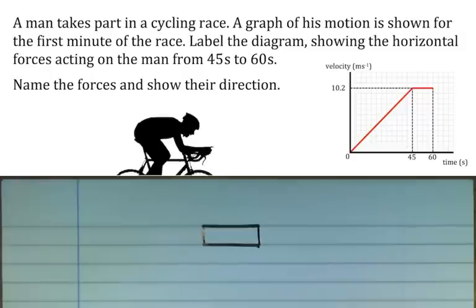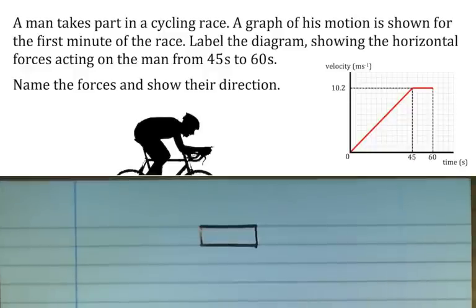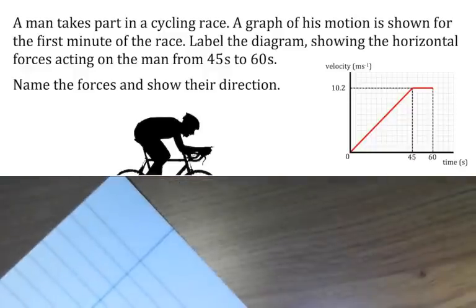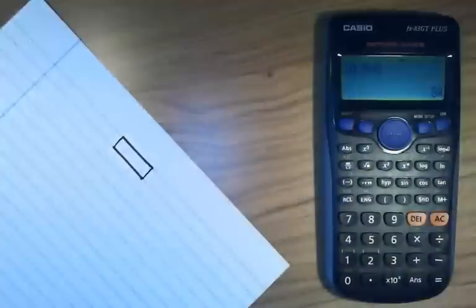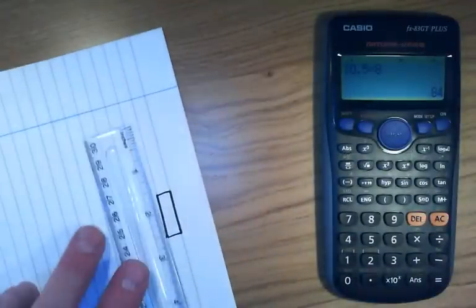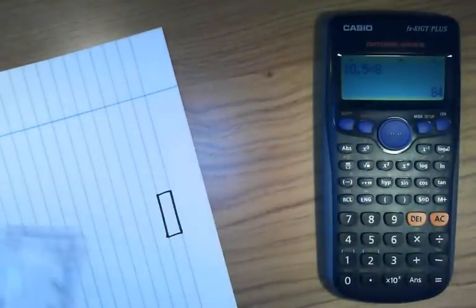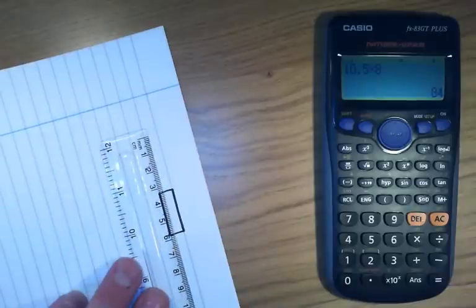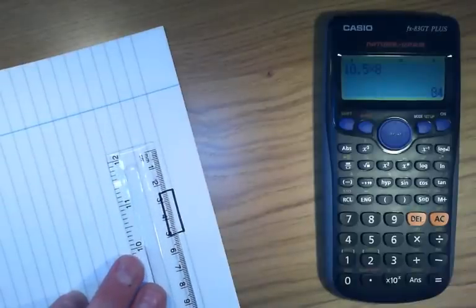Now, of course, if I'm drawing, let's see how it was worded. Label the diagram showing the horizontal forces acting on the man from 45 seconds to 60 seconds. Name the forces and show their direction. So what I should really be doing, I'm going to move the paper, is making sure, since we're talking about balanced forces, that the length of the two lines I'm going to draw is the same.